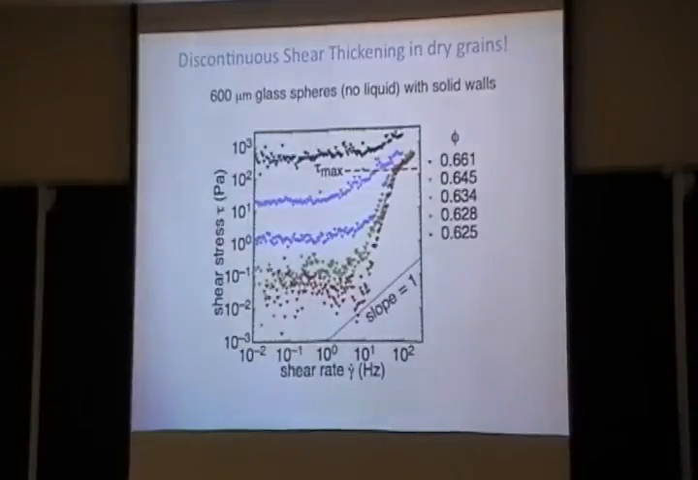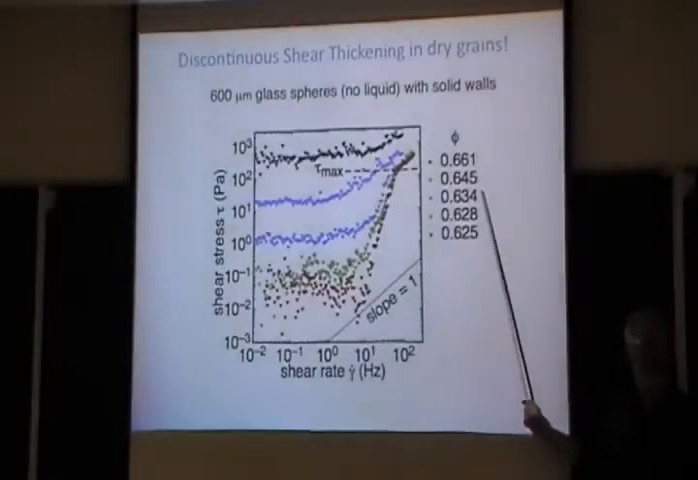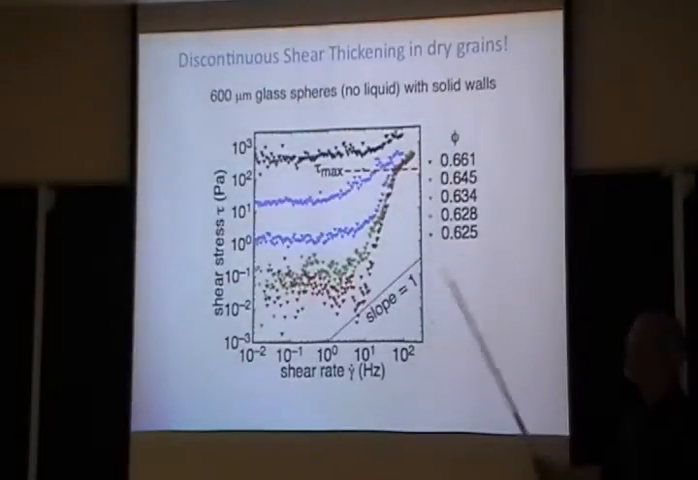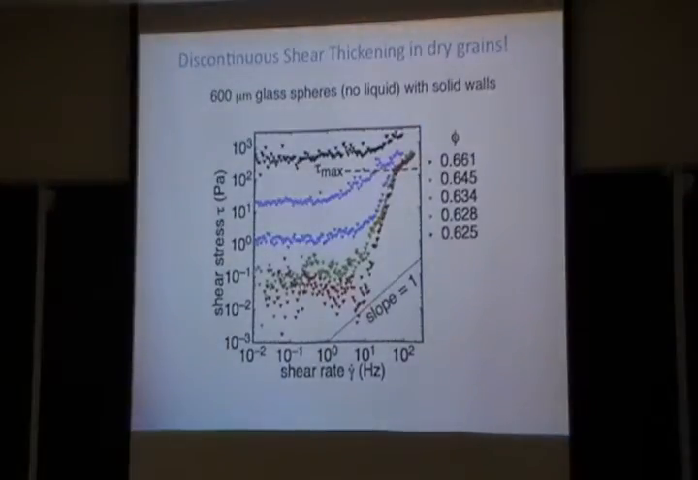And here's the data. Beautiful shear thickening data for different concentrations. Now they are all close to jamming, right? This is perfect discontinuous shear thickening. Gorgeous. So you don't need the water for this main effect.